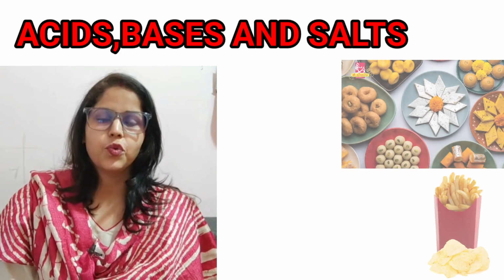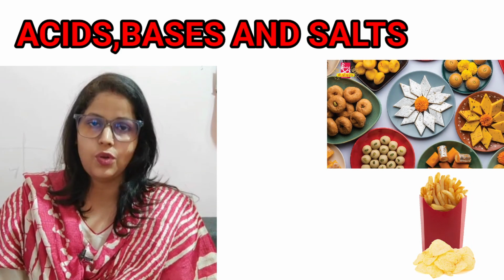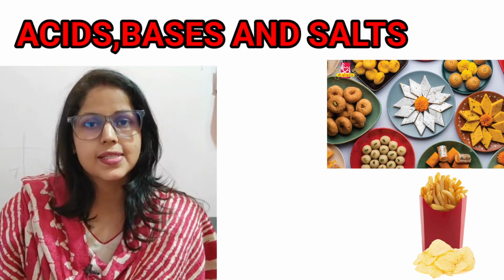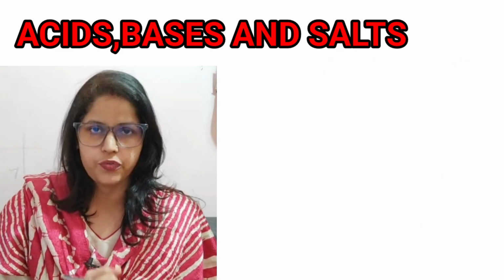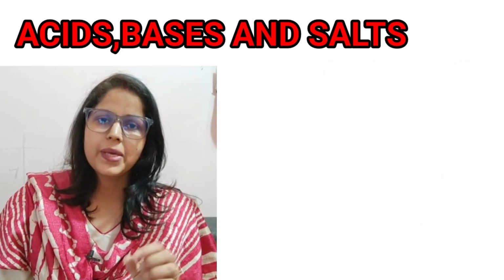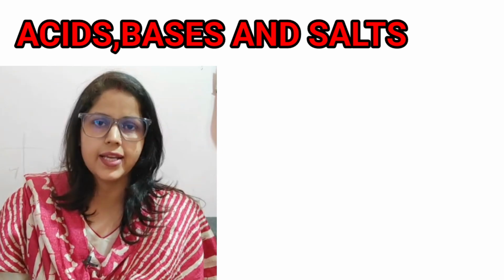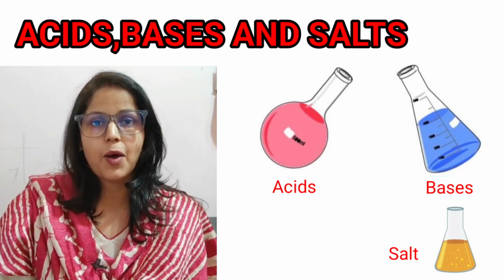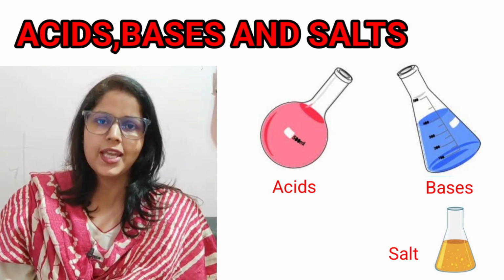As we know, different foods have different tastes, like salt makes any food salty and sugar makes it sweet. But where does this taste come from? These tastes depend on the chemical composition of the substances. On the basis of this chemical composition, all these substances are categorized into acids, bases and salts. So let's learn in more detail what acids, bases and salts are in chemistry.